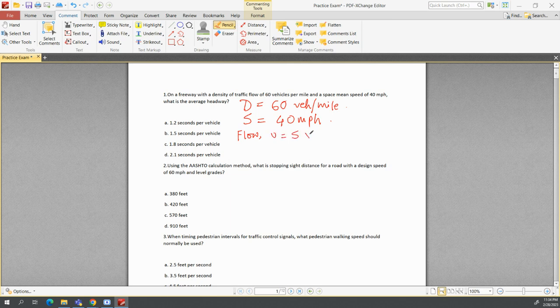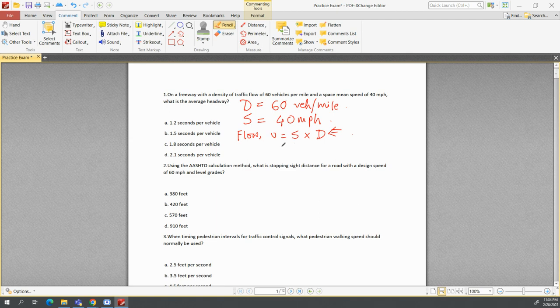Flow is equal to S times D, right? The space mean speed times density is equal to flow. This is a very critical, very important equation. I hope you all know it. So flow equals speed times density.